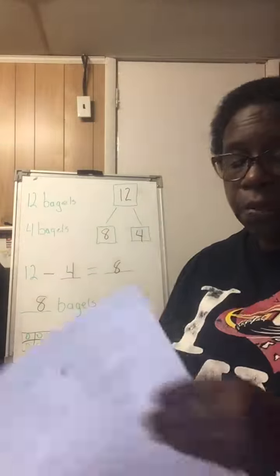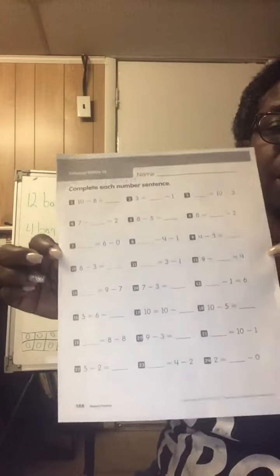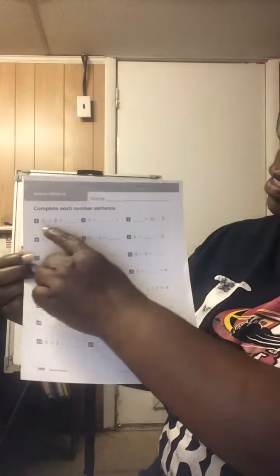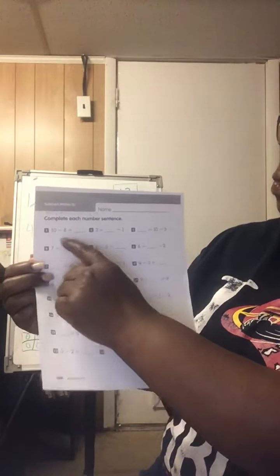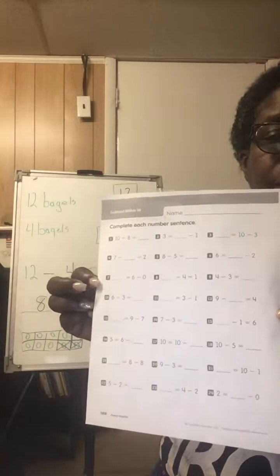Okay. And then after you finish that, you have a subtraction fluency sheet. Okay? On your subtraction fluency sheet, just pay attention to what you're doing. And you're doing 10 minus 8. And then you have to say 7 minus what gives you 2. And you can use the same things to answer your fluency sheet.